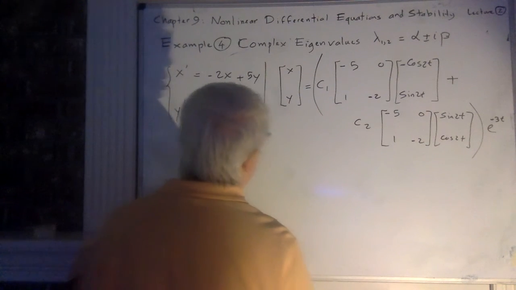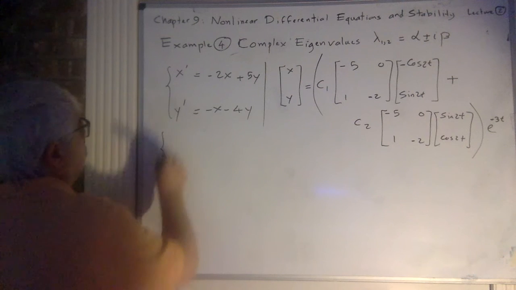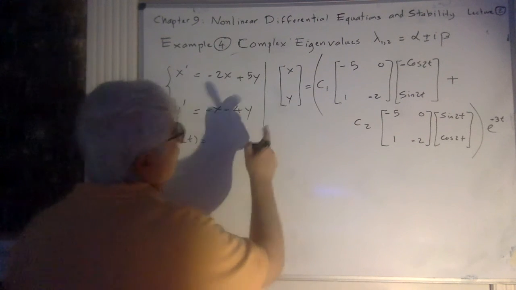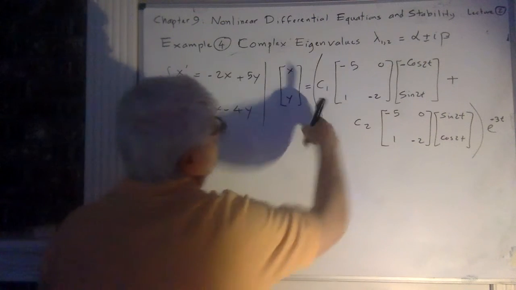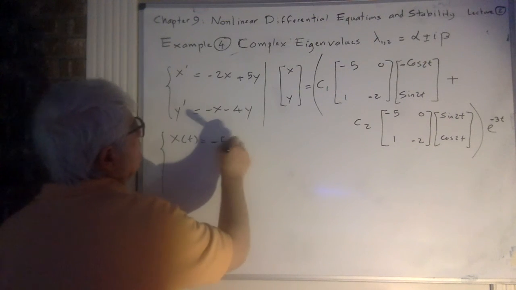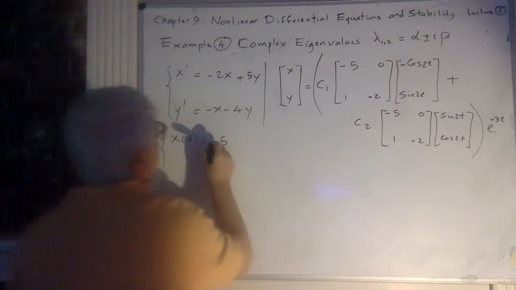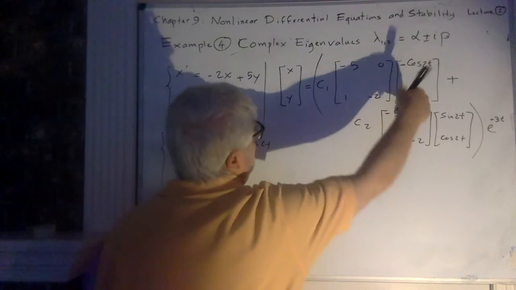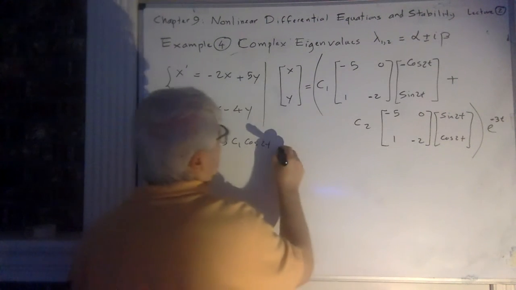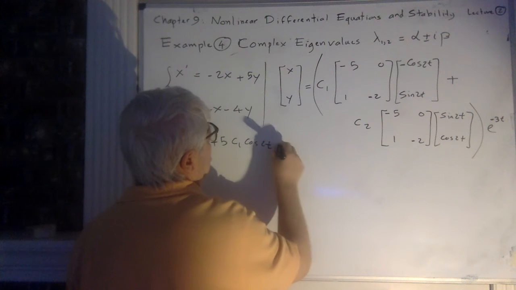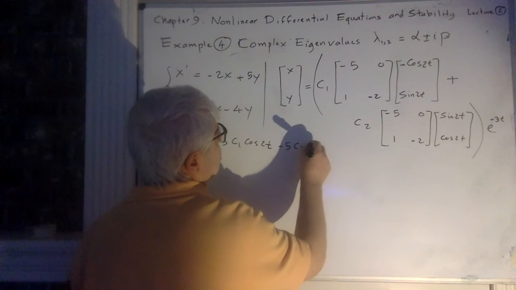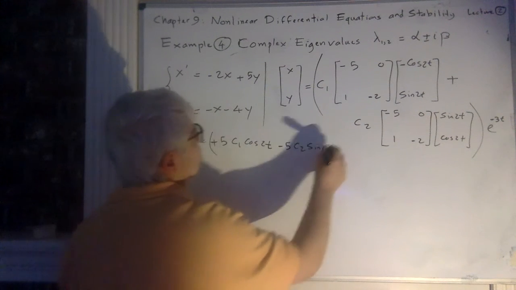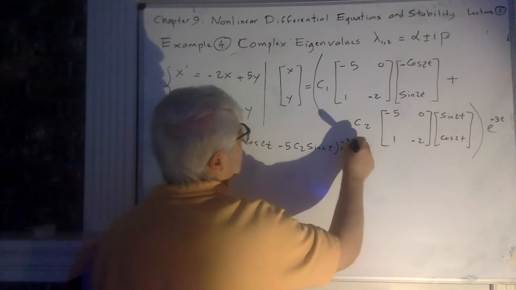Now let me write both of them explicitly. So x(t) will be -5 C1, and minus is plus 5 C1 cosine 2t. This is 0, and this one is minus 5 C2 sine 2t. And the whole thing is e to the power -3t.